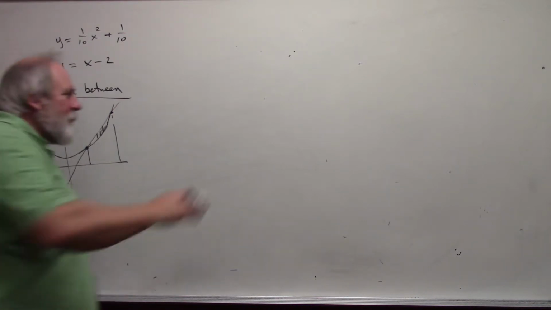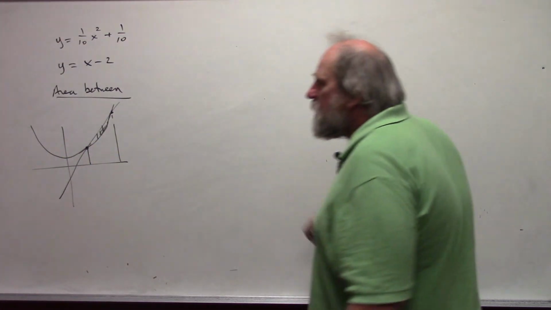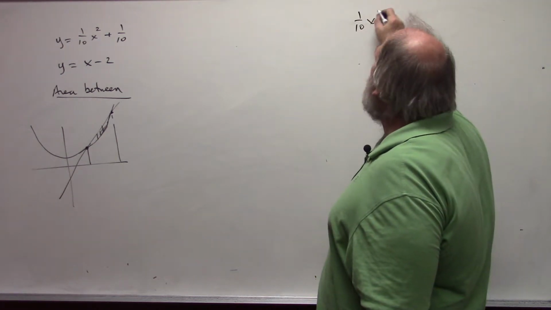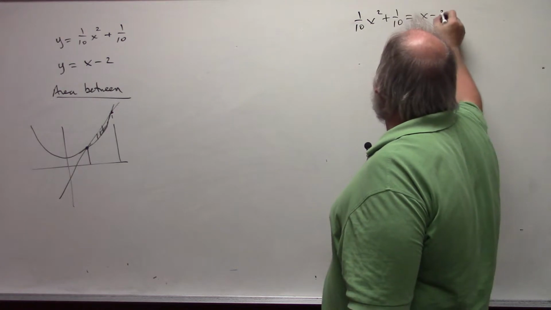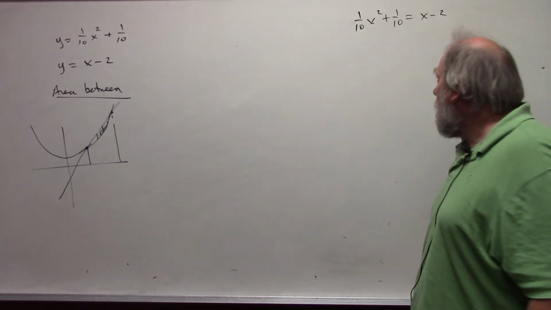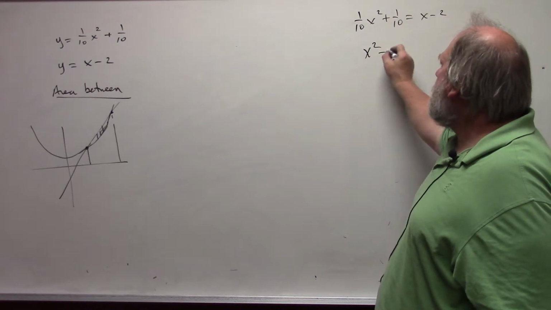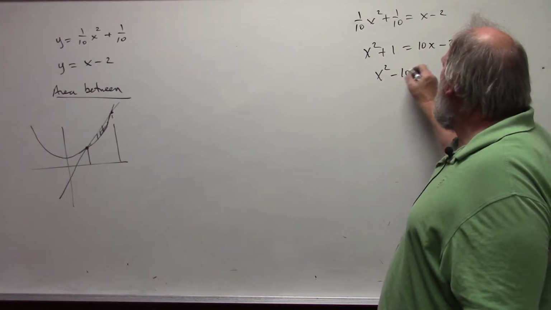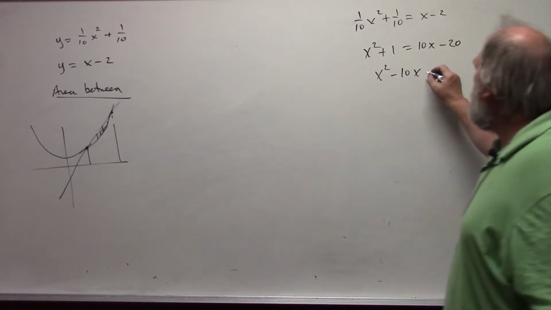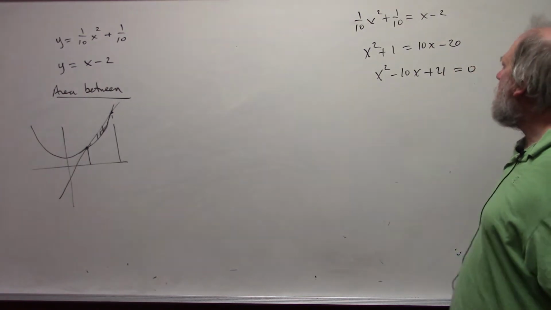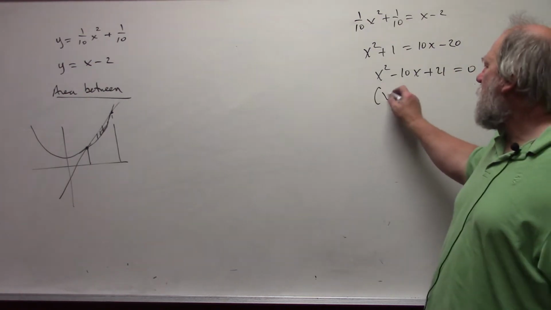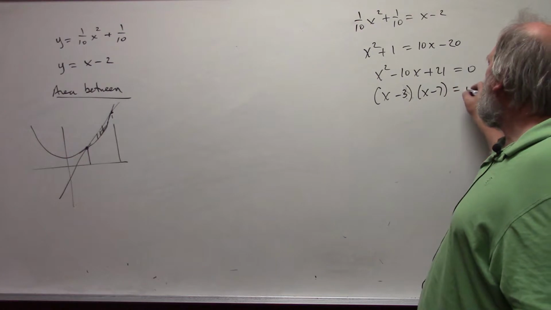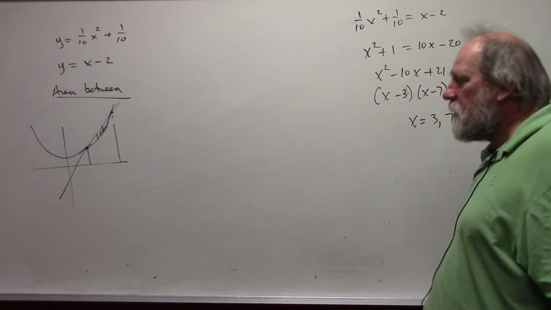So to find those x values, we need to know when these two equations are equal to each other. And so I will set them equal and solve. First thing I'm going to do is multiply by 10, and then x squared minus 10x plus 21 is equal to 0, which factors nicely. x minus 3, x minus 7, and so my x values are 3 and 7.